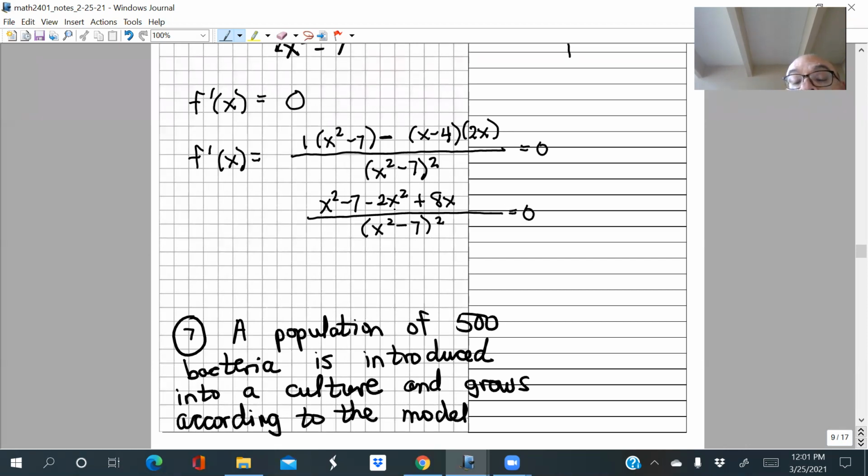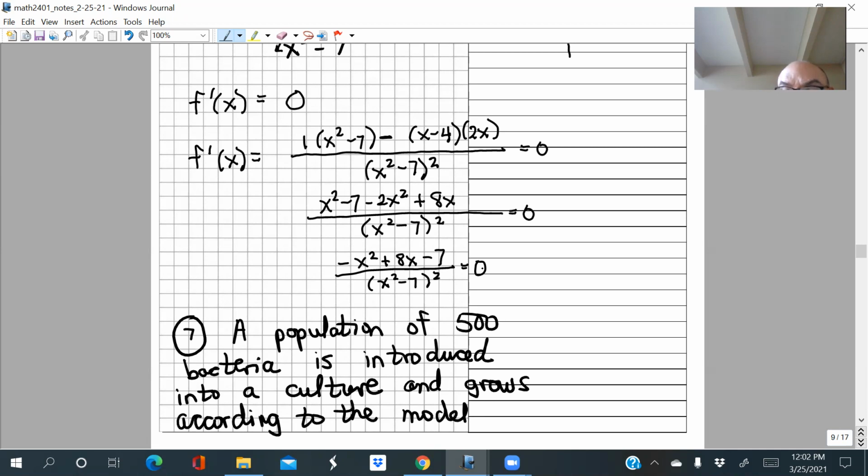And now combine your like terms. So you get x squared minus 2x squared, so that's minus x squared. And then a plus 8x, and then a minus 7. And then you just keep that x squared minus 7 squared. So now we're down to this equation to solve. Still looks like a terrible equation to solve, right? How am I going to figure out what x values make this equal to 0? That looks like a really hard equation to solve.